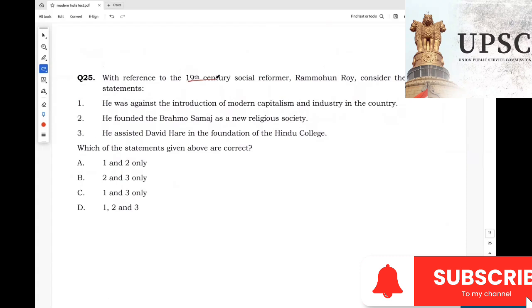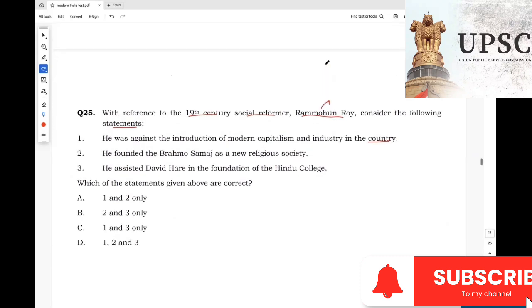With reference to the 19th century social reformer Raja Ram Mohan Roy, consider the following statement. He was against the introduction of modern capitalism and industry in the country. Why? He was not. You will understand this very simply. He was inspired by the Industrial Revolution and French Revolution. That's why he supported capitalism and industrialization.